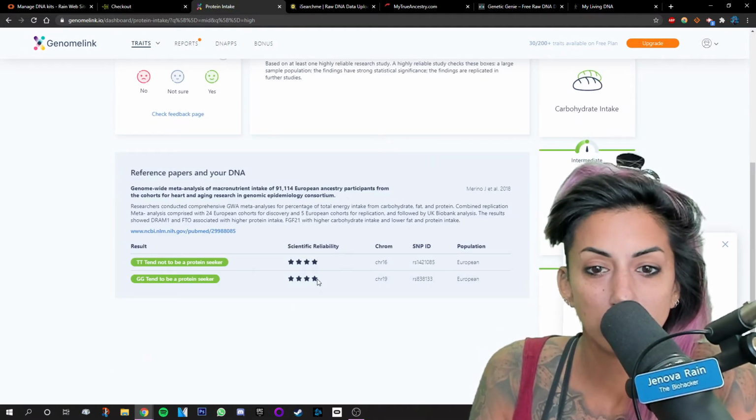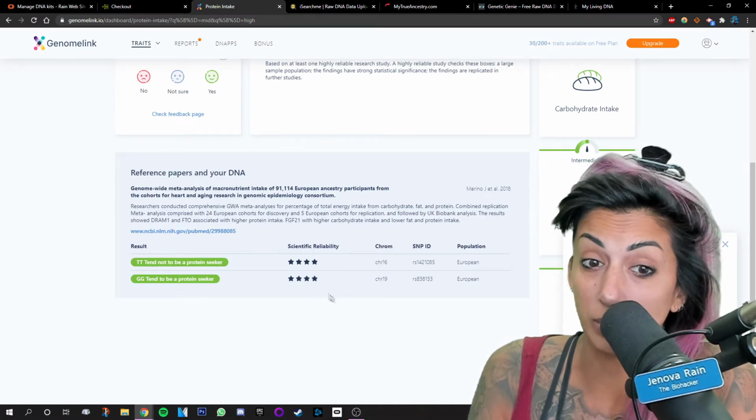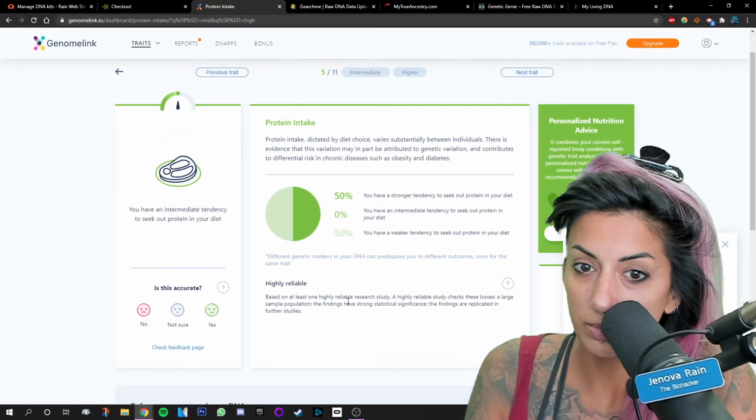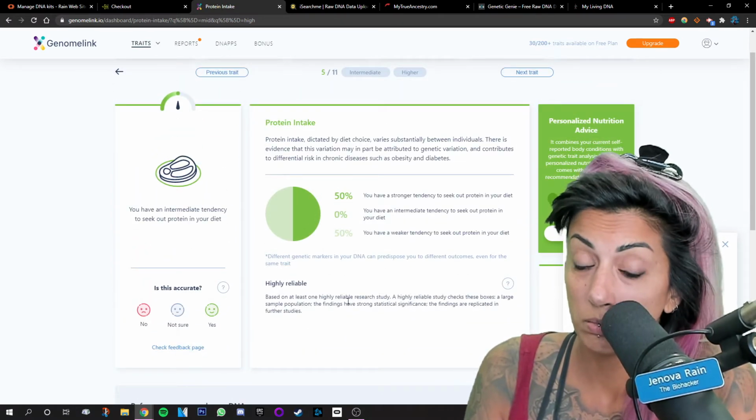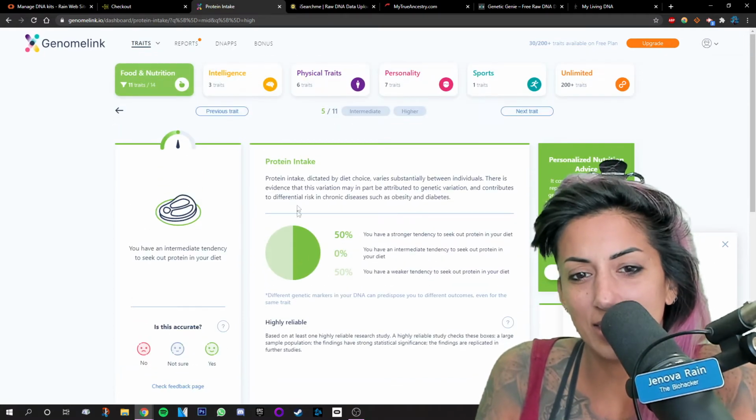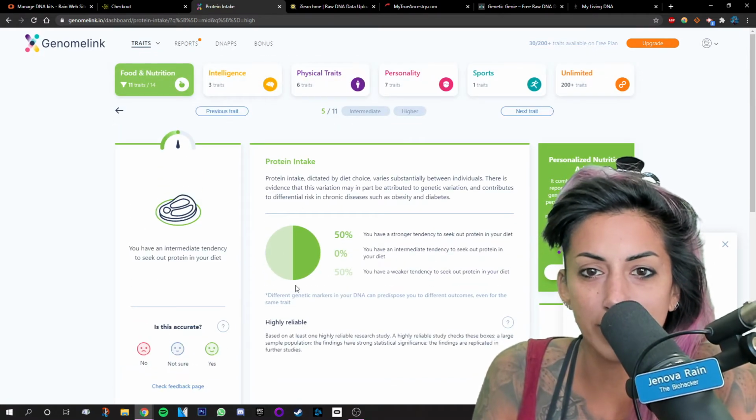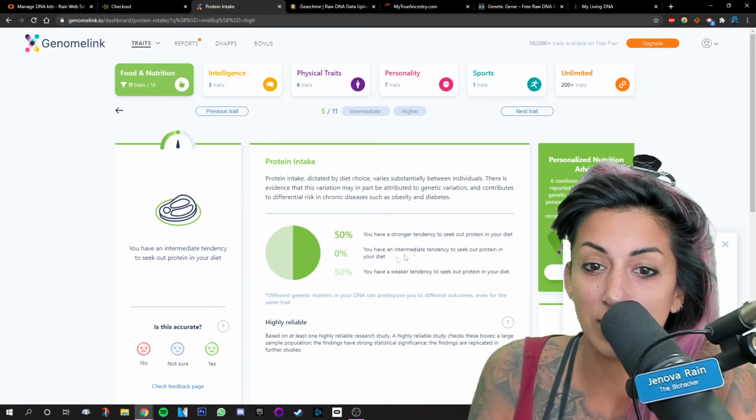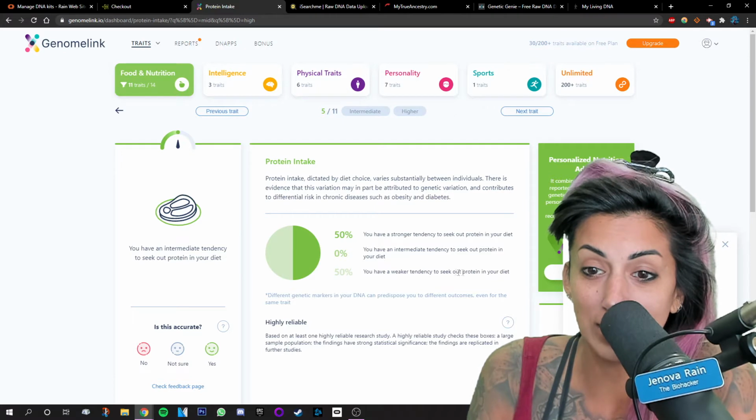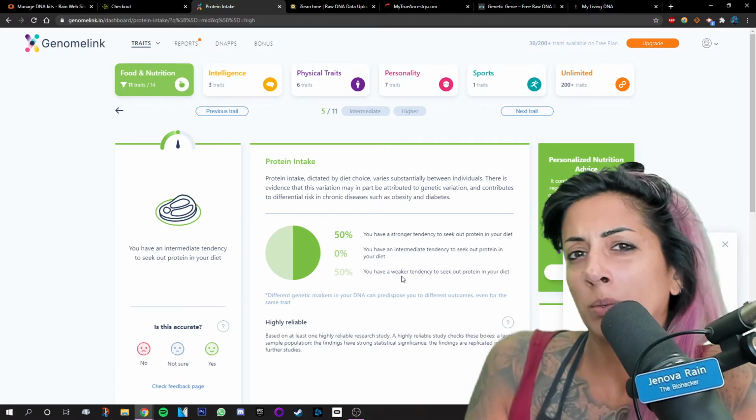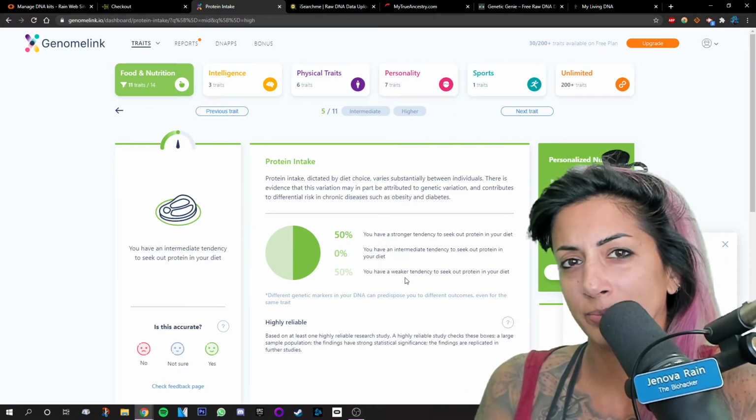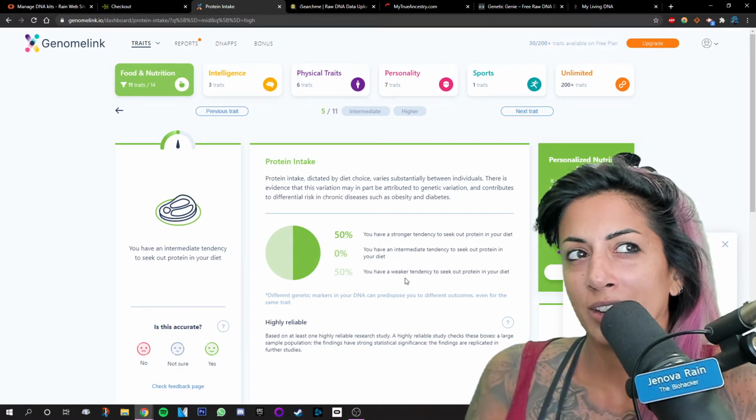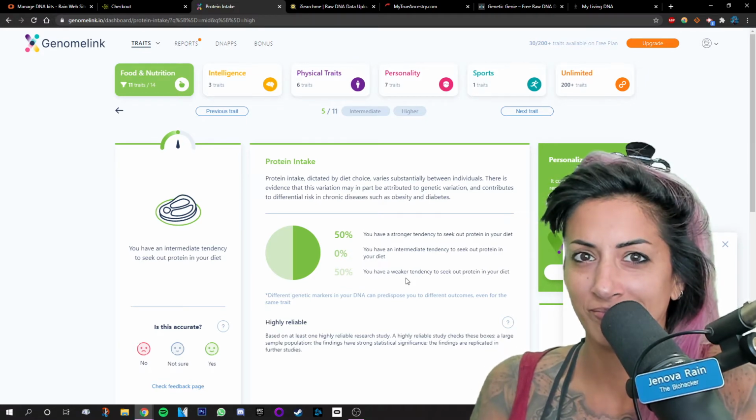Ooh. This is incredibly reliable. But I mean, this is literally showing me half and half. It says this is intermediate, half and half: 50% says you have a stronger tendency to seek out protein, the other 50% says you have a weaker tendency to seek out protein. So, next.